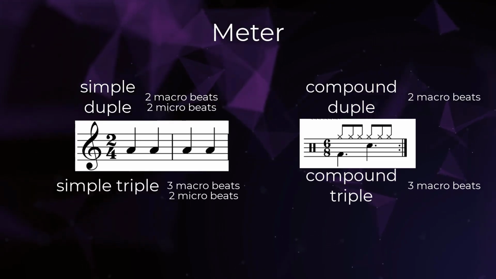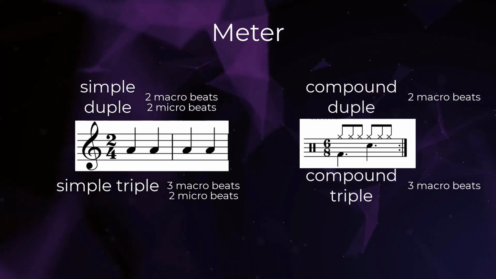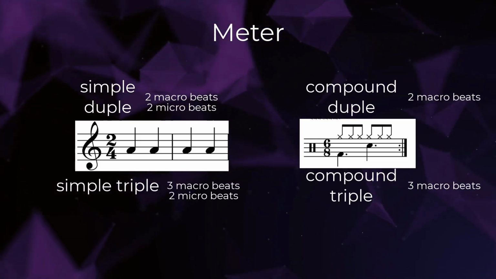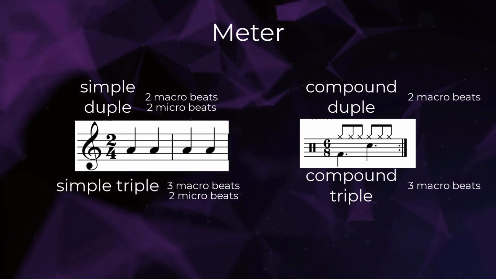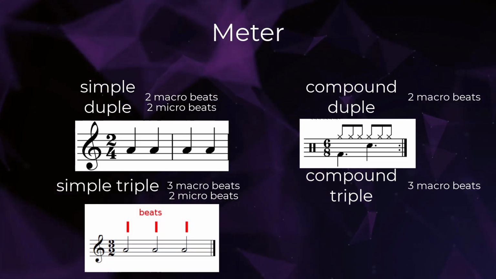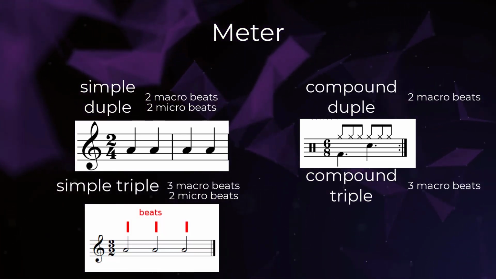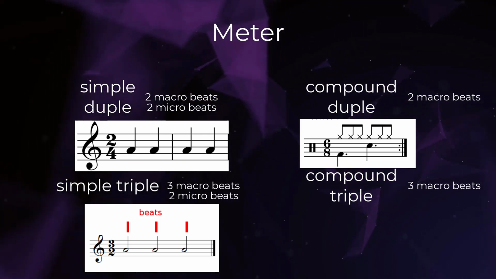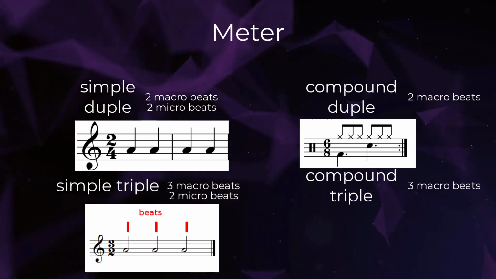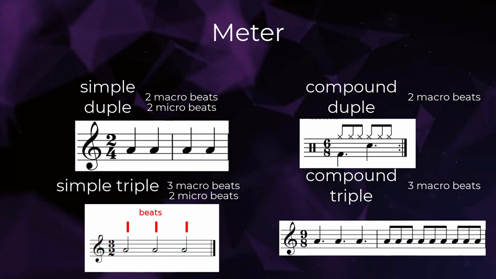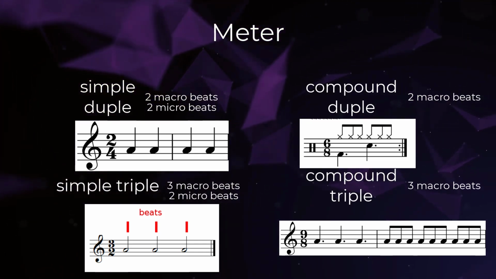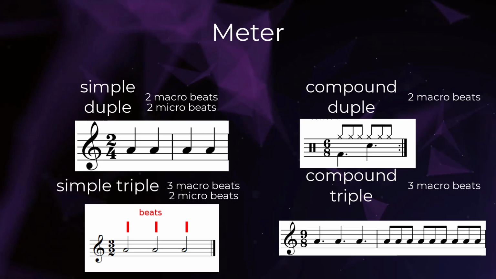For simple triple and compound triple, the same method applies. First divide the big beats, then divide those beats evenly. In 3/2 time, for example, we divide the measure into 3 groups of half notes. Those half notes divide into 2 equal parts, so this is a simple triple. In 9/8 time, we again have a group of 3 large beats. Those beats are all dotted quarters, which divide equally into 3 eighth notes.